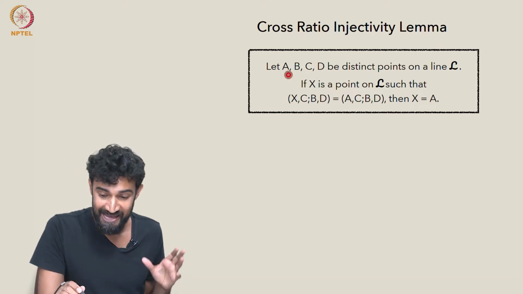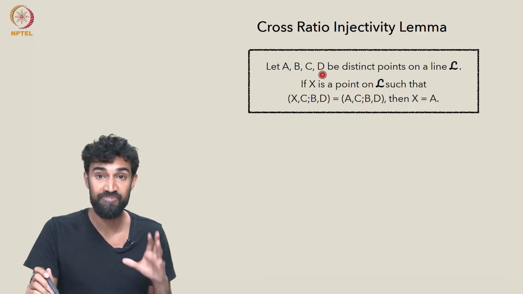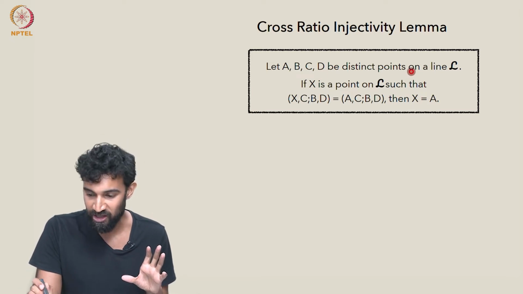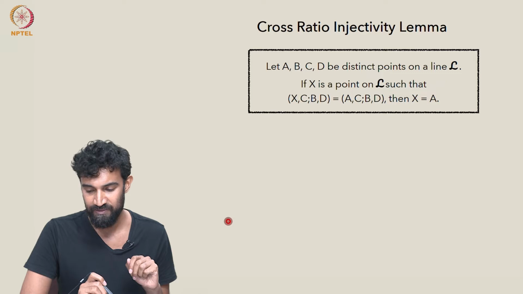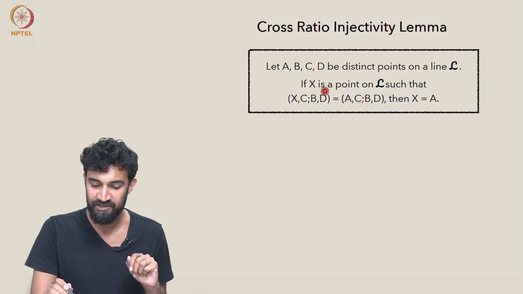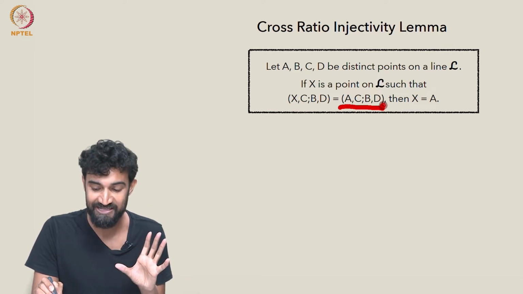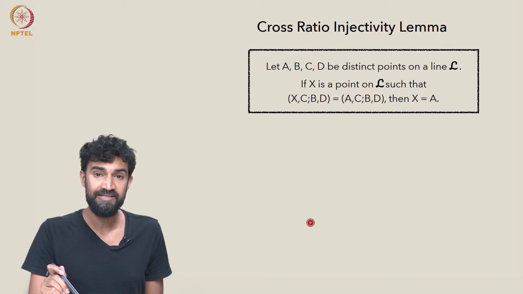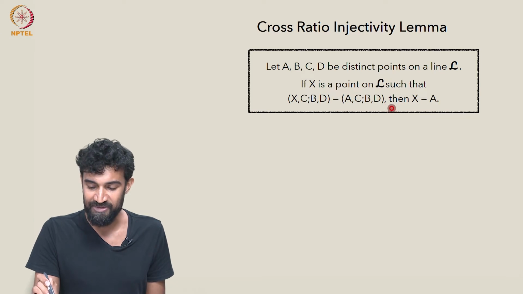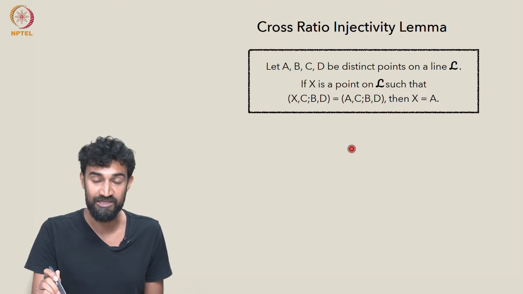Let A, B, C, and D be distinct points on a line L. And let X be another point on L, with the property that the cross ratio XCBD is equal to the cross ratio ACBD. In that case, the claim is X is actually equal to A.